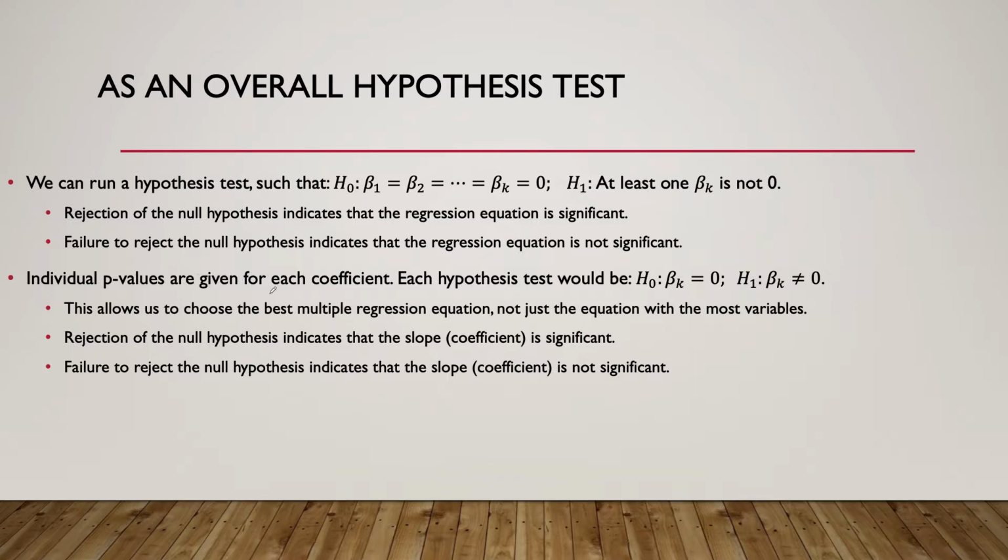Individual p-values are given for each coefficient as well. Each hypothesis test would have the null hypothesis that beta sub k is equal to 0.